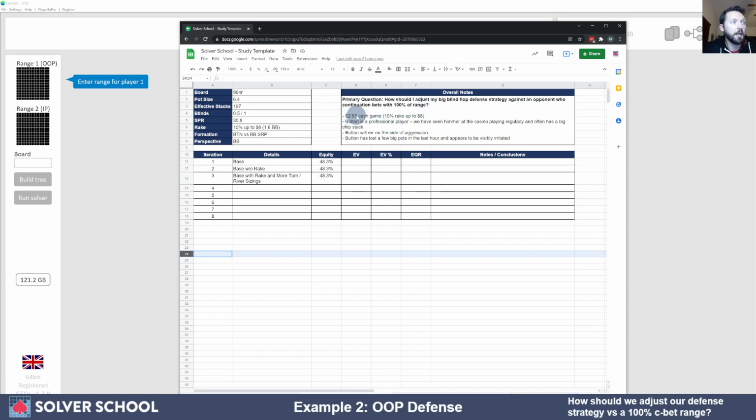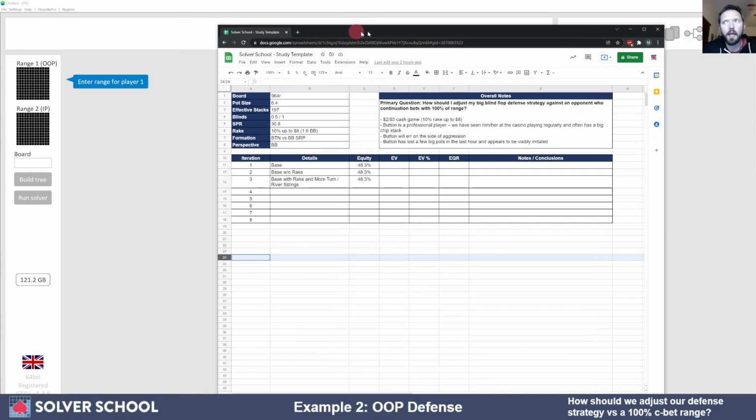This is a 2-5 cash game. So in this cash game, we do have rake. The rake is 10% up to $8. Our button is a professional player. We've seen him or her at the casino playing regularly, often has a big chip stack. The button will err on the side of aggression, and the button has lost a few big pots in the last hour and appears to be visibly irritated. So all things to consider in this particular hand.